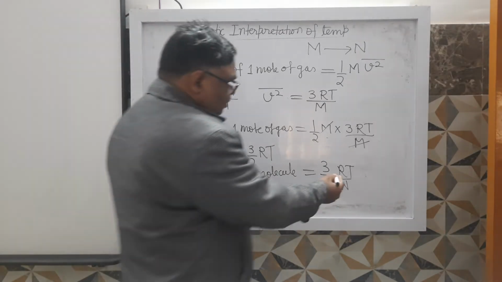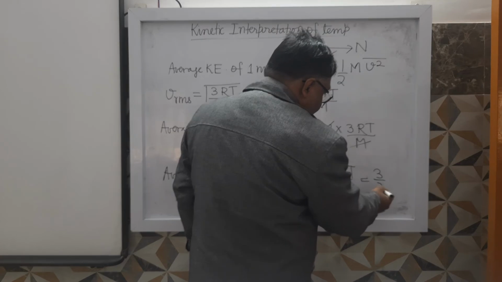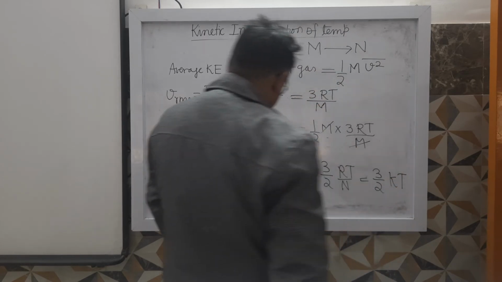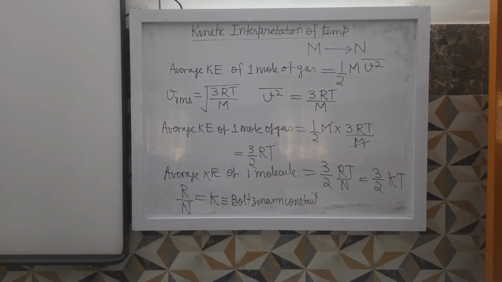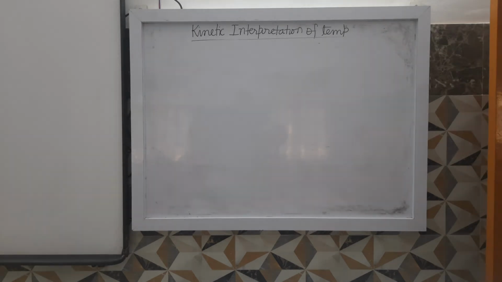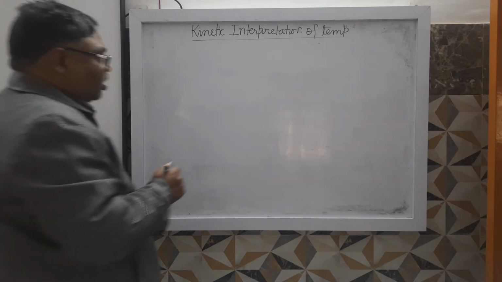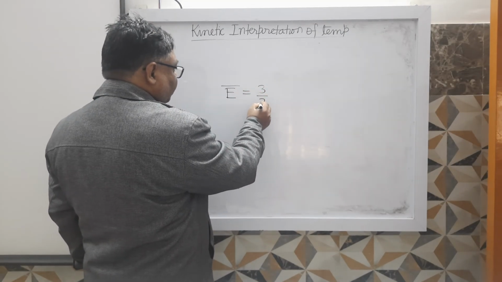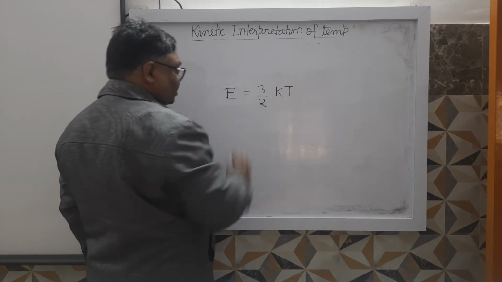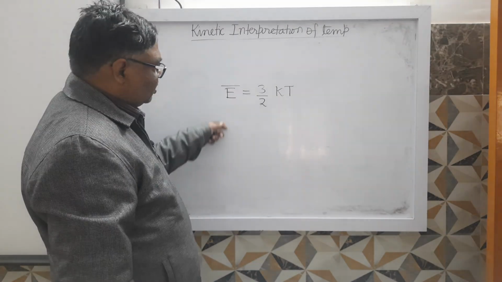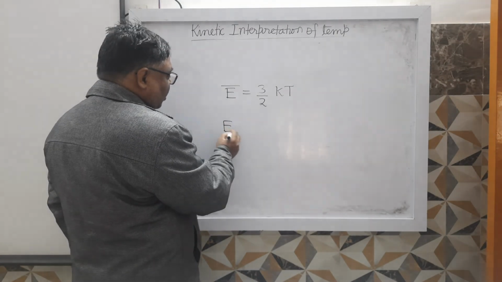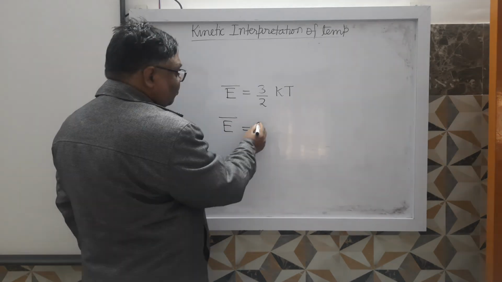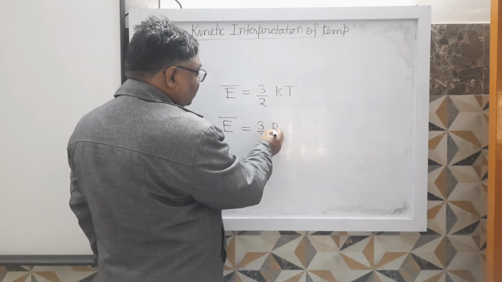So what will be this? It will be equal to 3 upon 2 kT. So average kinetic energy of one molecule of gas is given by 3 upon 2 kT. It's clear. And average kinetic energy of 1 mole will be 3 upon 2 RT.